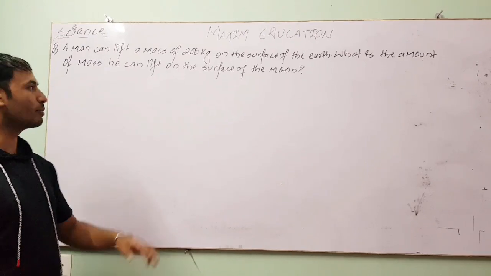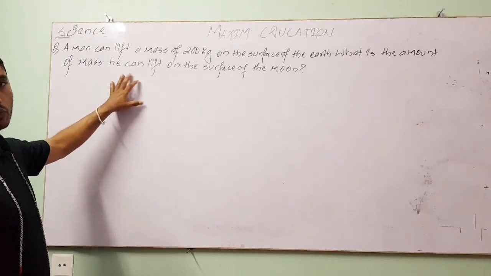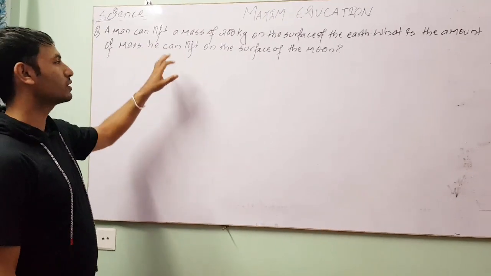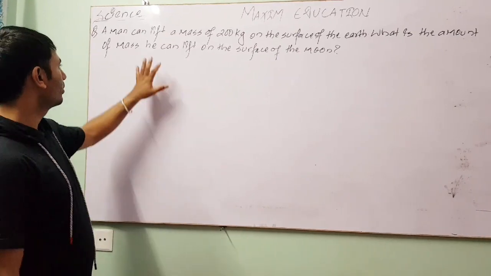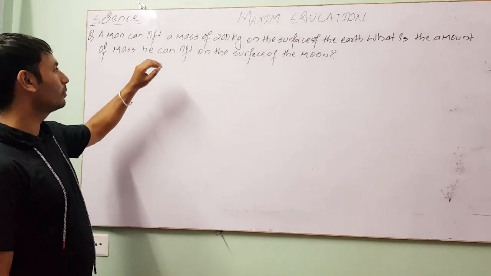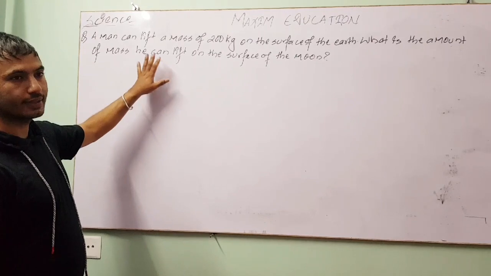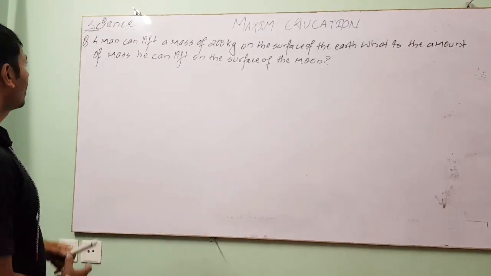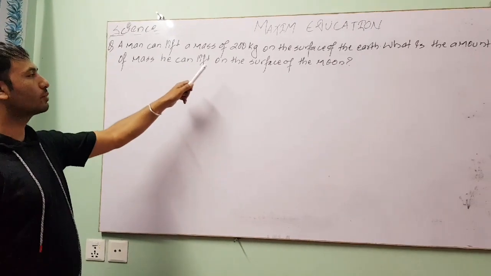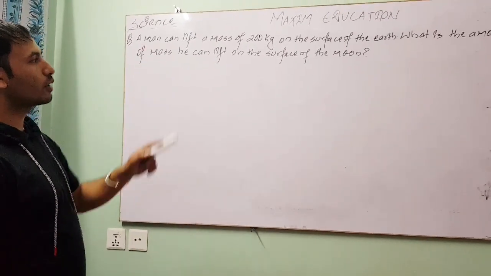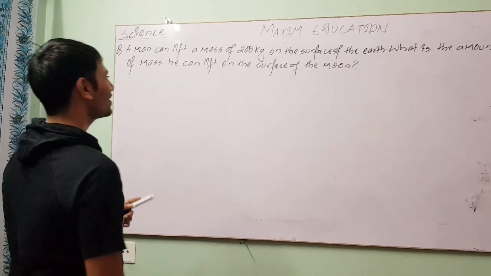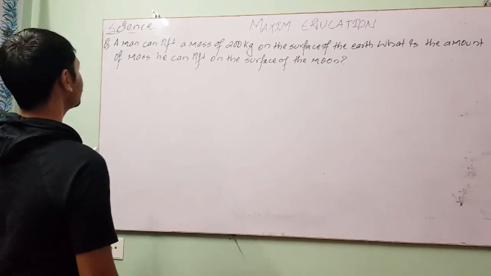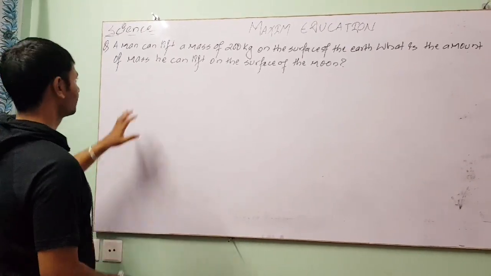Today we will be talking about the numerical problems in fourth chapter. Chapter 4 of class 10, we will be talking about numericals here. I will be doing this numerical on the board. The question goes like this. A man can lift a mass of 200 kg on the surface of the earth. What is the amount of mass he can lift on the surface of the moon?